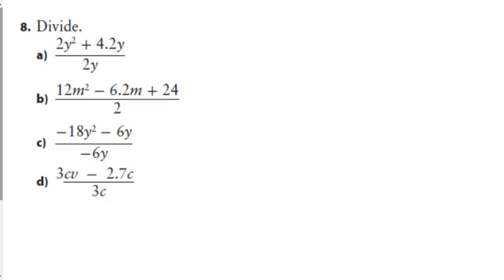Question 8 says divide. It does not say divide using modeling, so we're just going to look at, that's not even the right question. 2y squared divided by 2y, and 4.2y divided by 2y. We're going to break it up into the addition of these two parts, which we're going to reduce.